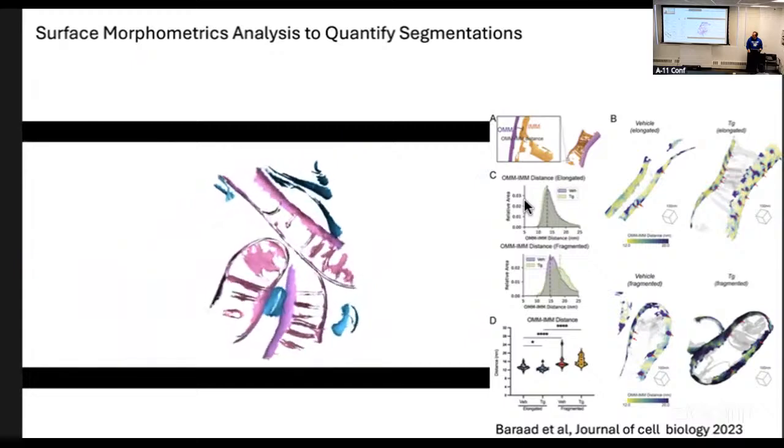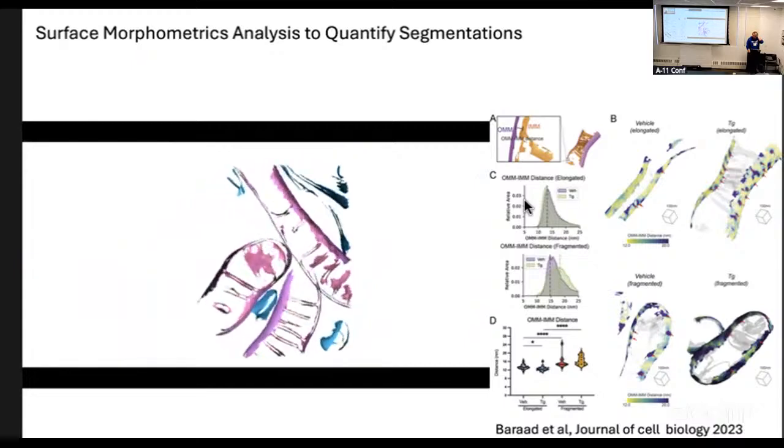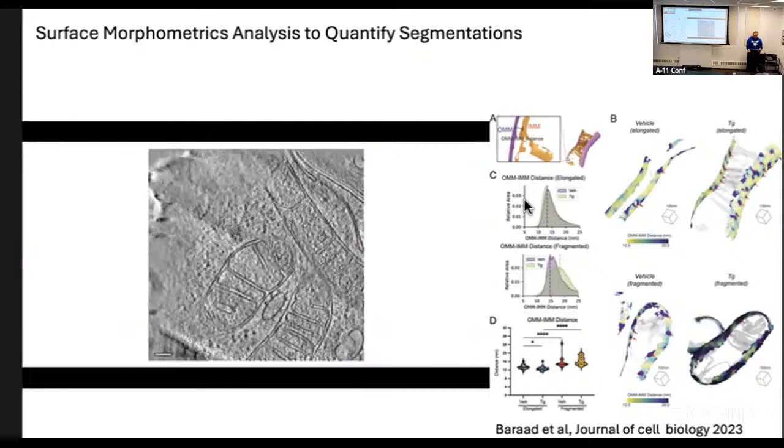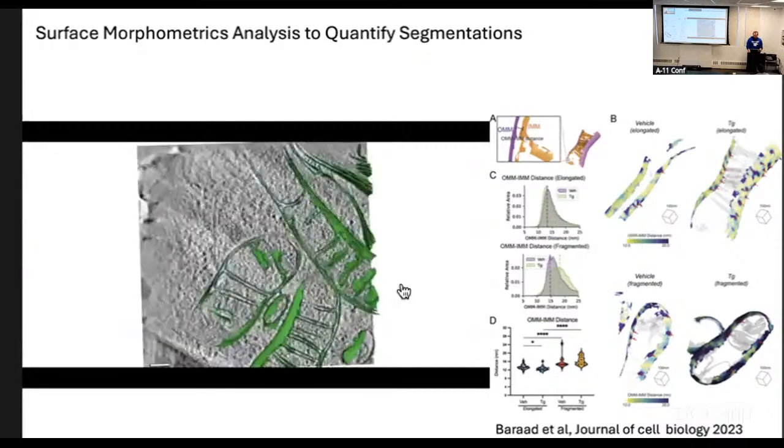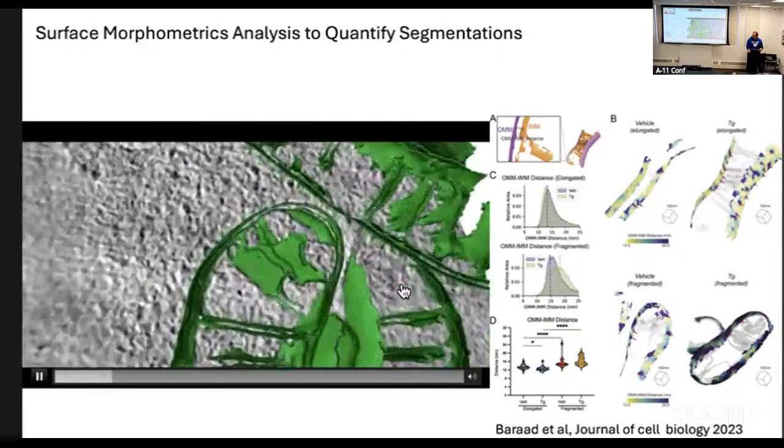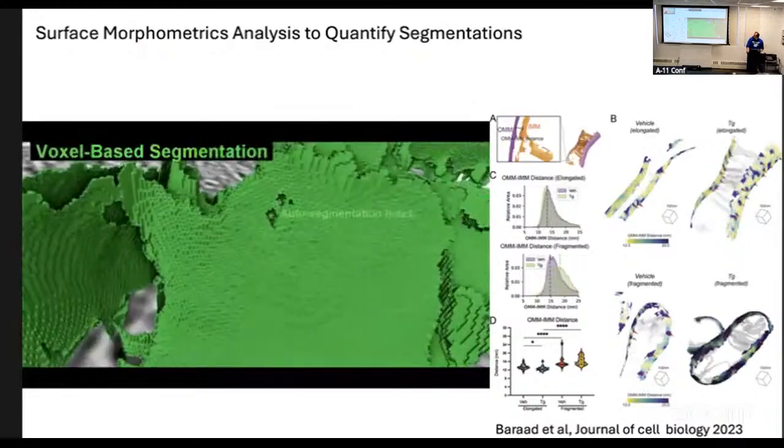It's like 4 scripts. There's a little bit of scripting for the back end. There's the statistics. And it basically converts voxel-based segmentations into a surface mesh. That's what's shown there.